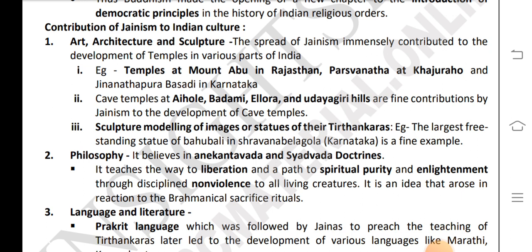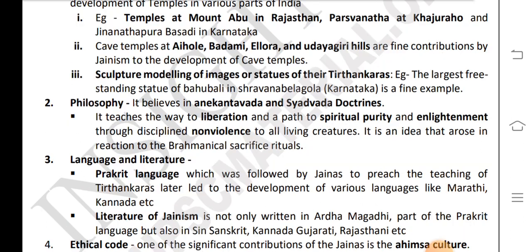Sculptures: modeling of images or the statues of the Tirthankaras, and the largest free-standing statue of Bahubali at Shravanabelagola in Karnataka is another fine example.